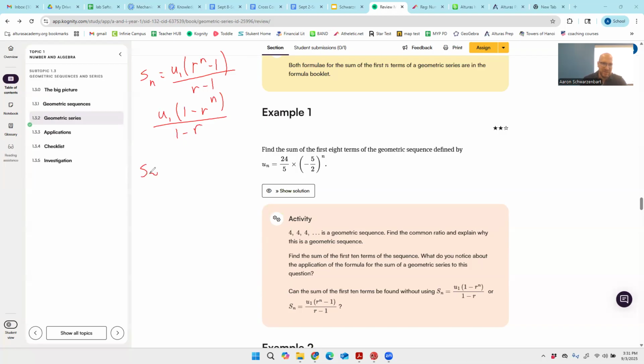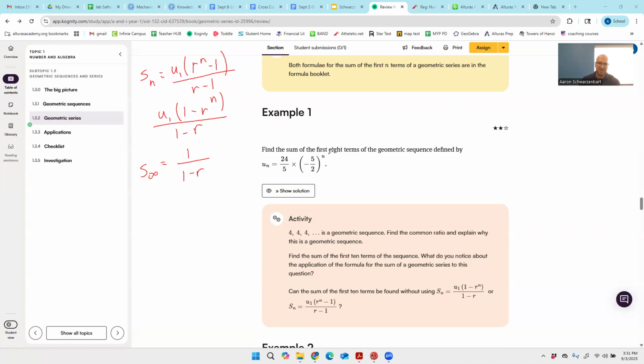If you're talking about an infinite sum, which we'll get to later, 1 minus r to the n goes to 1, because r to the n goes to 0 if it converges. If it does not converge, there is no infinite sum.